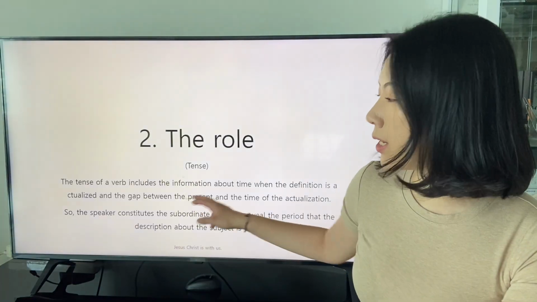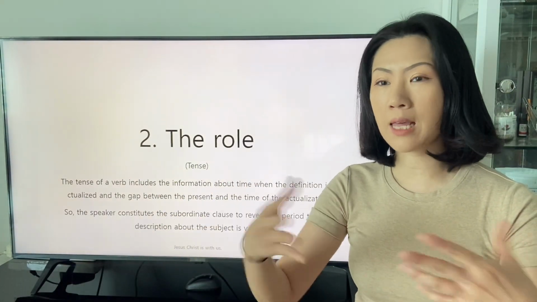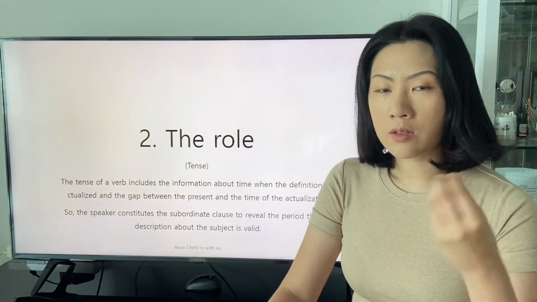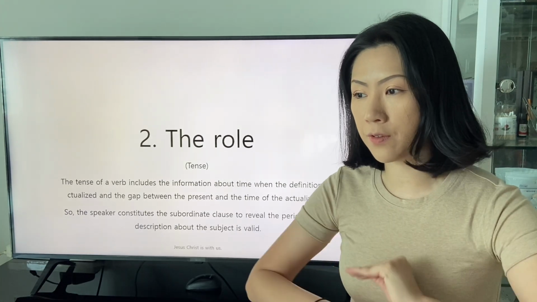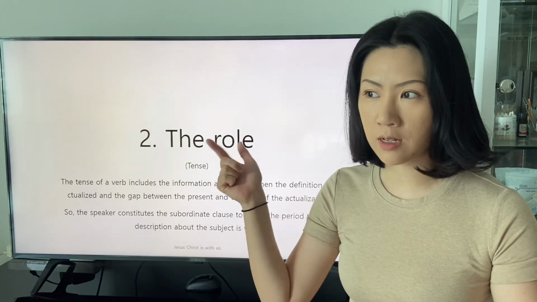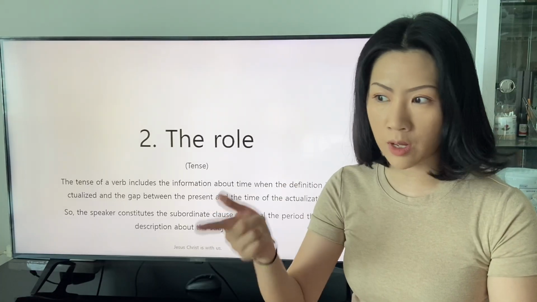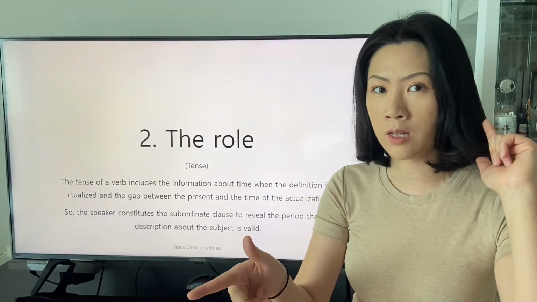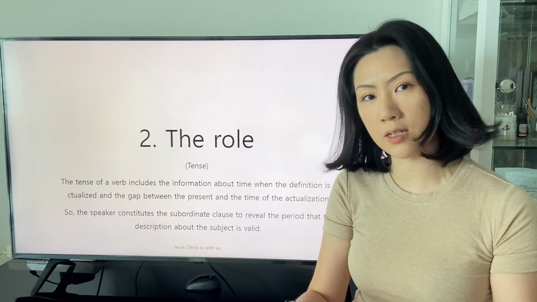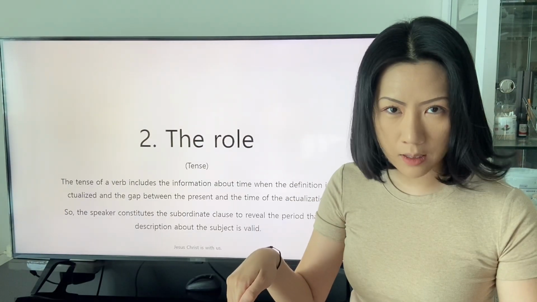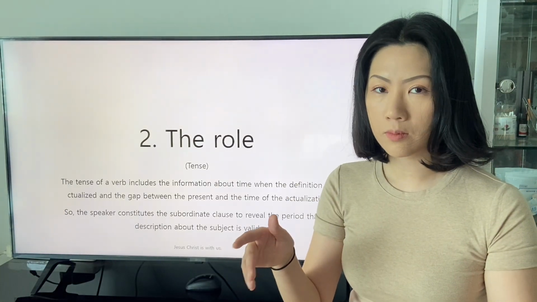So this explanation points out that the tense is not about only a point in time when the definition of the verb actualizes. It's about the gap between the present and the point in time when the definition of the verb actualizes. It's a gap. It's a time gap.